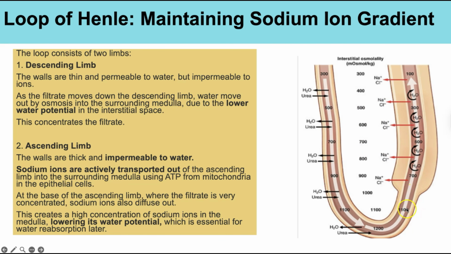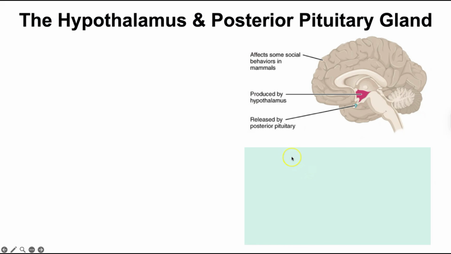Now at the base of the ascending limb, where the filtrate is very concentrated, some sodium ions will also move out by facilitated diffusion. But this whole process creates a high concentration of sodium ions in the medulla, lowering the water potential, which is essential for water reabsorption in the distal convoluted tubule and collecting duct.